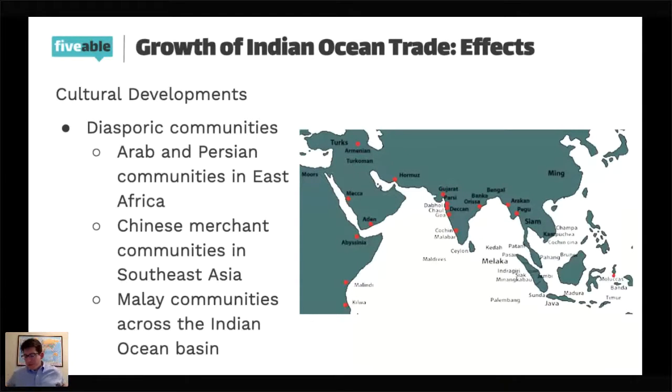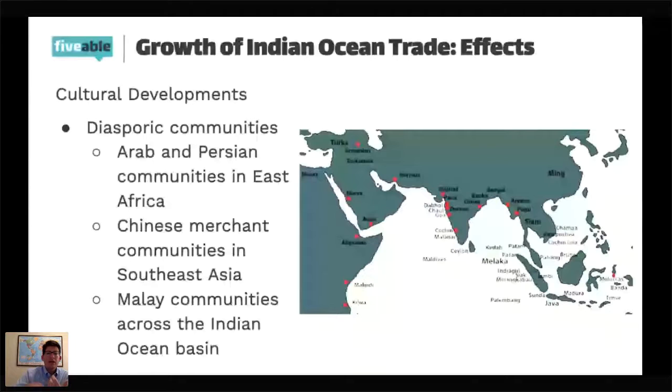Beyond just the growth of states and the growth of demand in this Indian Ocean trade, we also see new cultural developments. One important cultural development to pick up on is the development of diasporic communities. Now, when we say this word diaspora, we basically mean all the people of a region that are spread maybe beyond that region. So we think about the dispersion of any people from their original homeland.